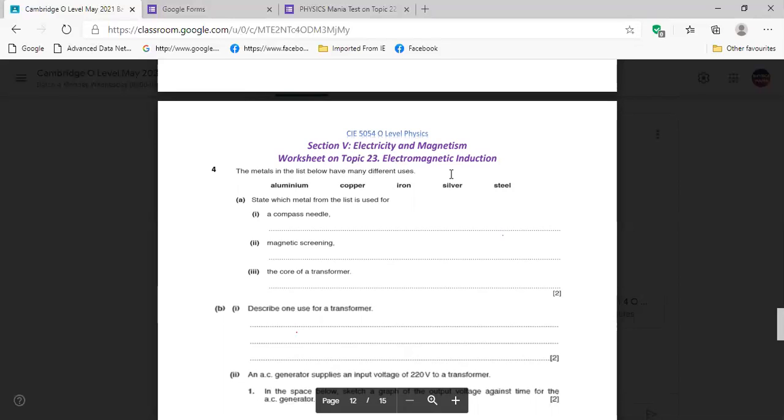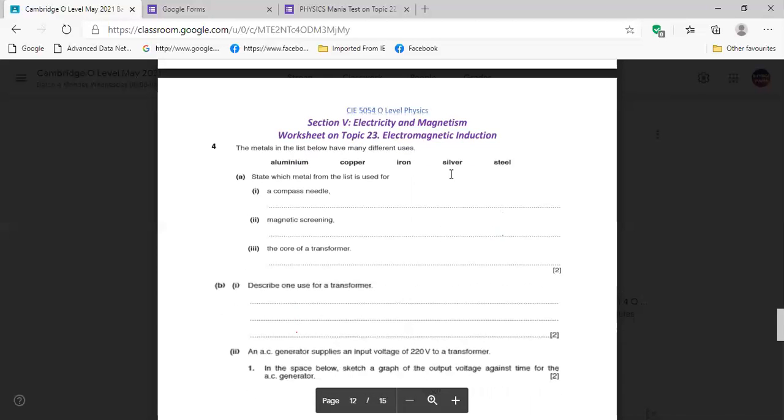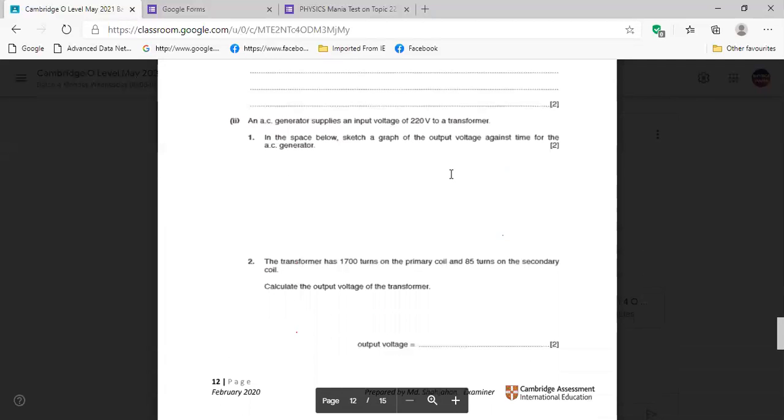A transformer is a device used to raise or lower the voltage or current of a circuit. This is a graph. An AC generator supplies an input voltage of 220 volt. You drew this graph yesterday, right? Sir, just let me show it again.